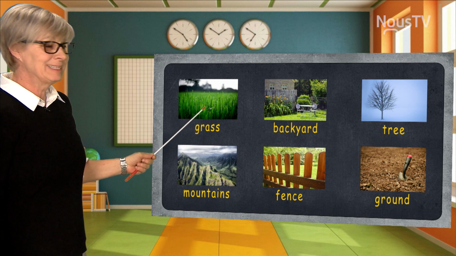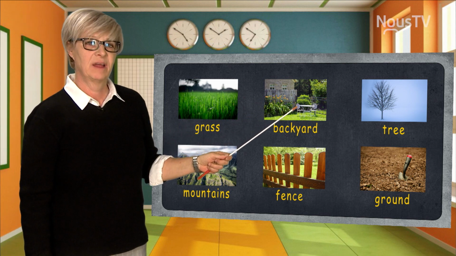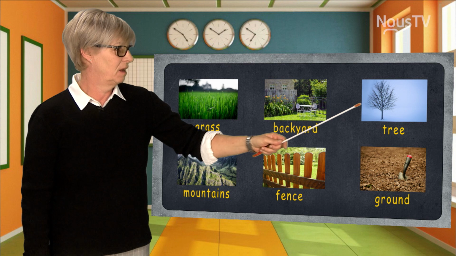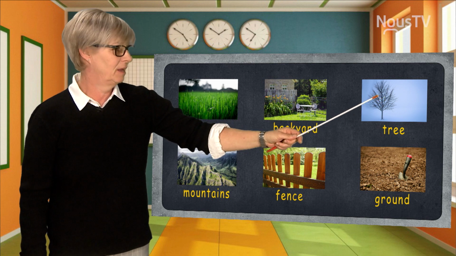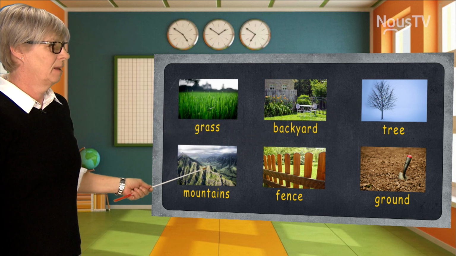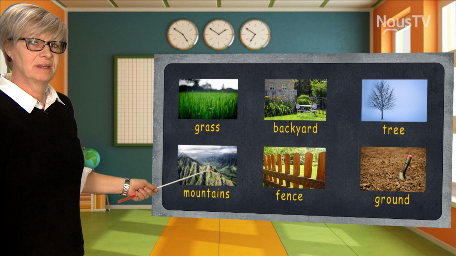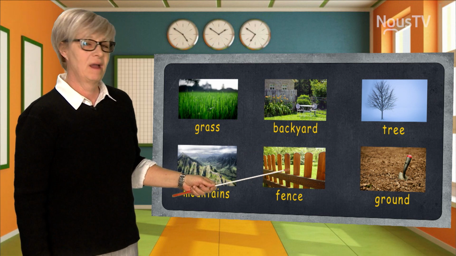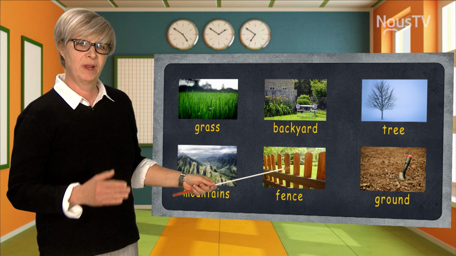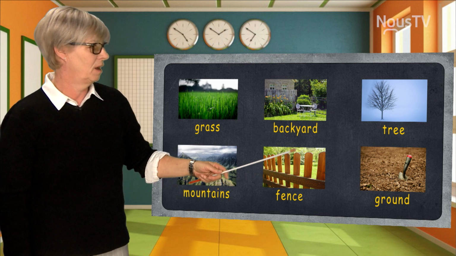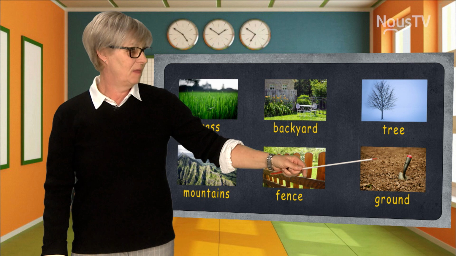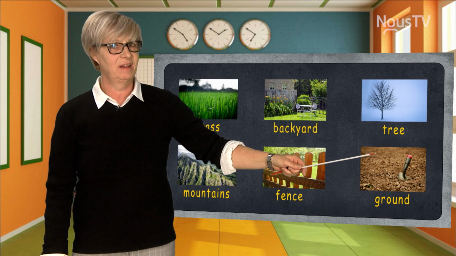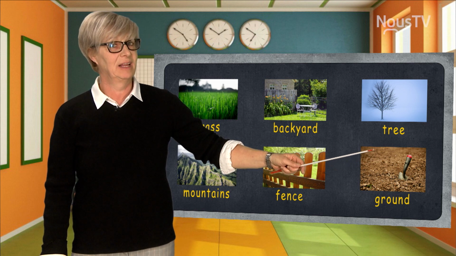We've got the grass, the backyard, a tree, mountains that you can climb, a fence to separate you from your neighbor, and the ground. Like I said, the ground is outside. Inside, you have a floor, I hope.